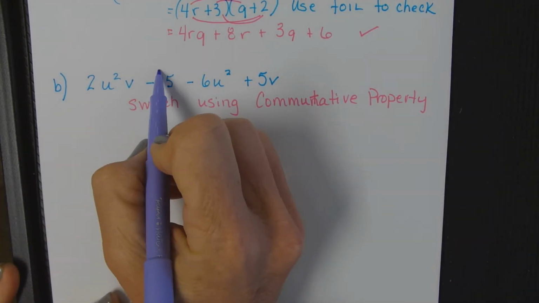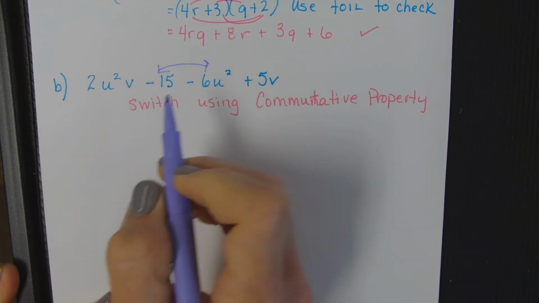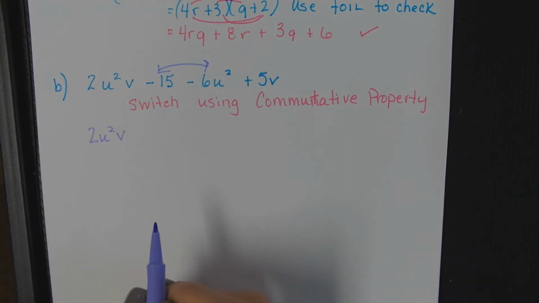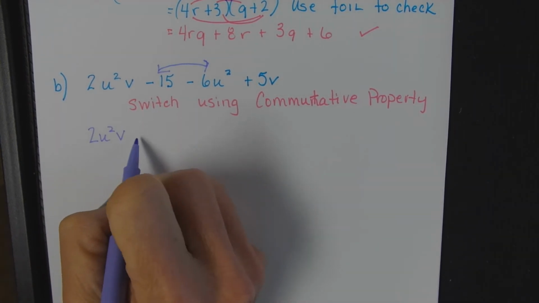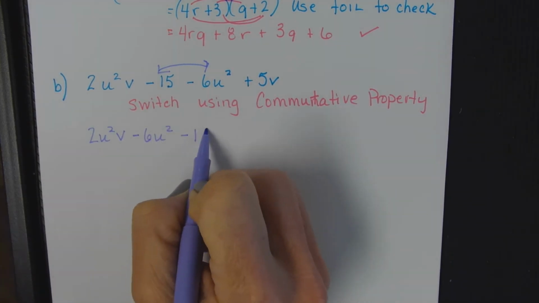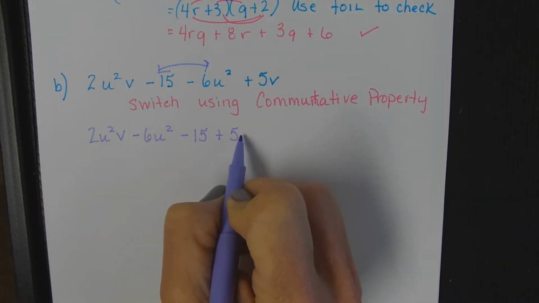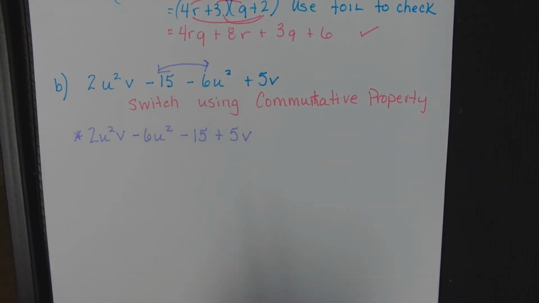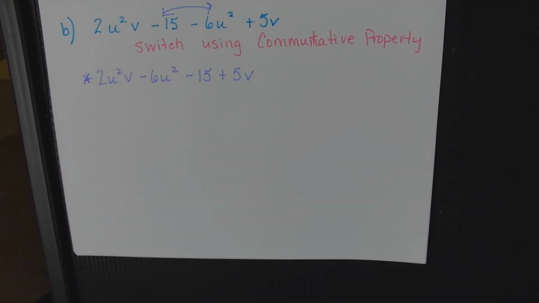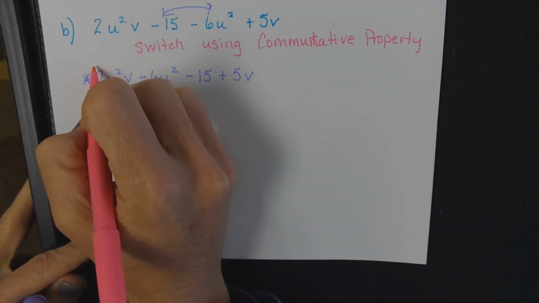So I'm going to reverse these, and I'm going to go ahead and just rewrite the whole problem. 2u squared v. Hey, what should you be careful with? The negatives. Always, always. Minus 6u squared minus 15 plus 5v. Now, does that not look a little better? Remember the name of this part of the section is called grouping. What are we going to use to group them? Parentheses. So let's go ahead and just group it.